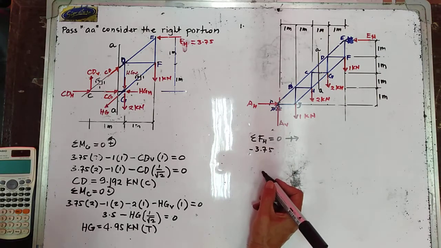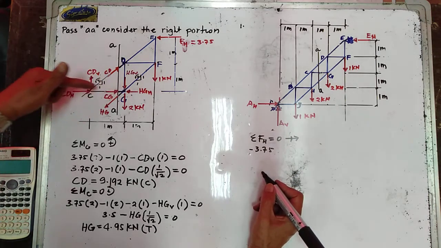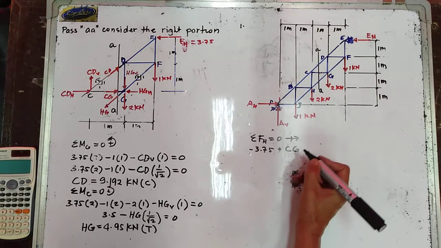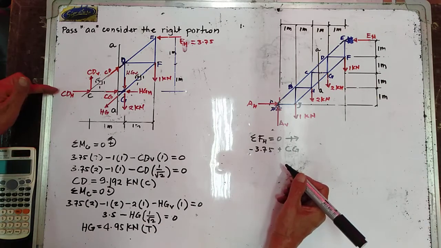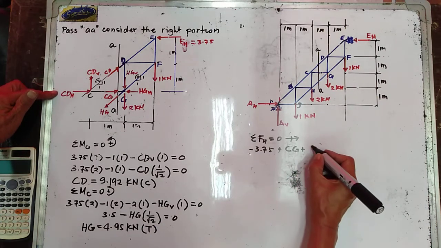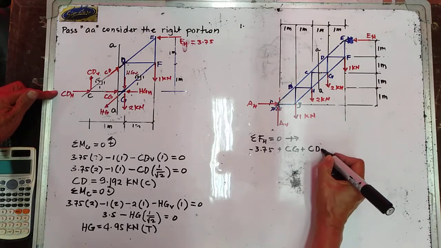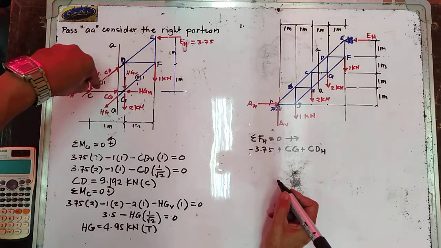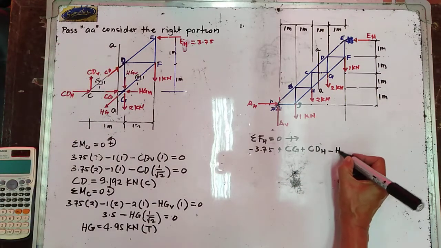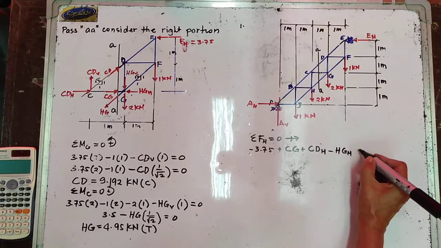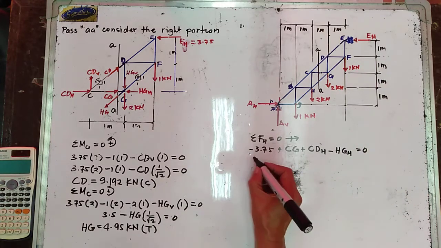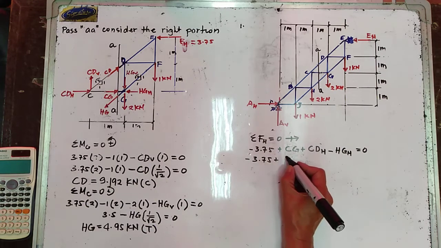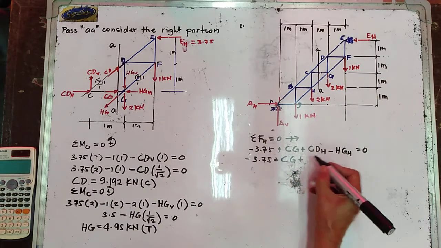We have CG horizontal, plus CG, and then plus CDH, and then minus HG horizontal is equal to 0. So minus 3.75 plus CG plus CDH.